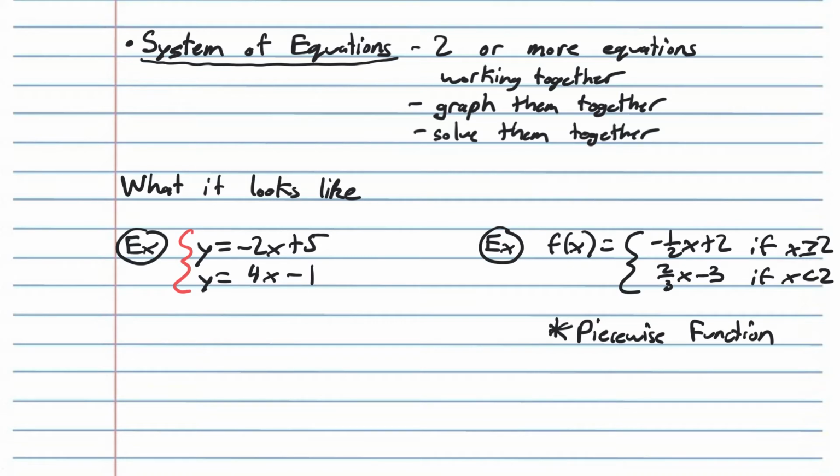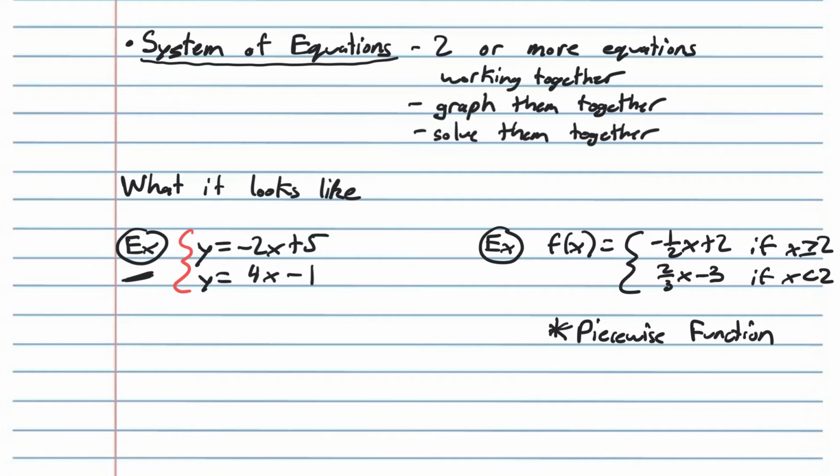Whereas a system of equations, like the one we have over here on the left, is two separate lines interacting with each other. A piecewise function is technically one line, but it behaves in two different ways. So we'll get to those at some point, but not right away. So that's what they look like.